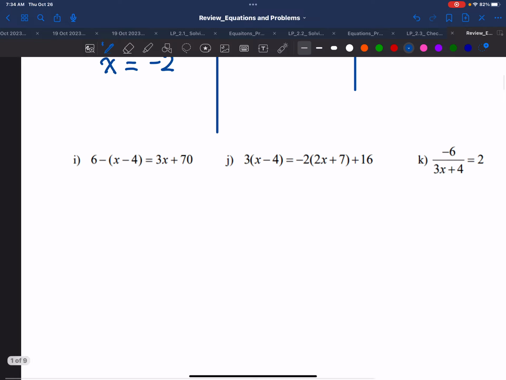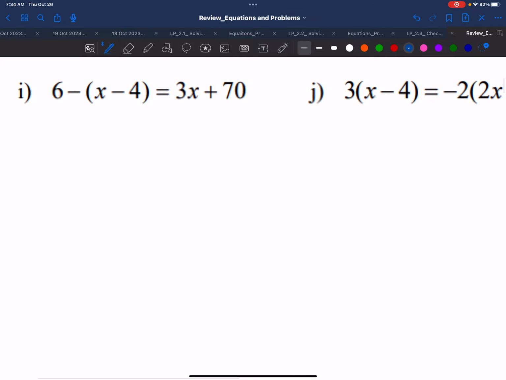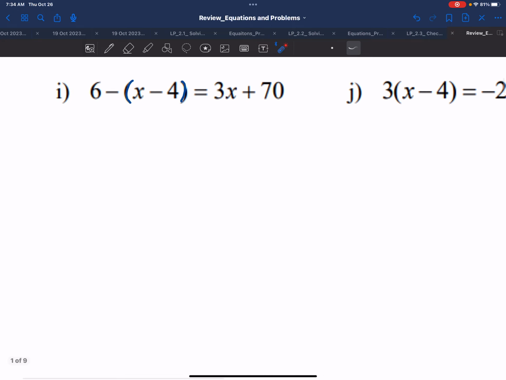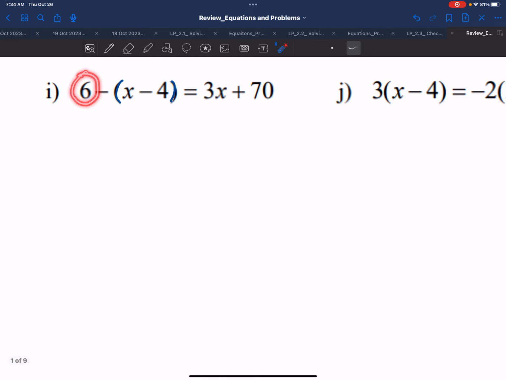Now let's take a look at some more fun equations. So 6 minus, remember you have brackets here, x minus 4 equals 3x plus 70. Now remember that the number 6 in here is not multiplying this, so it has nothing. You don't have to bring 6 in. It's a common mistake people make.